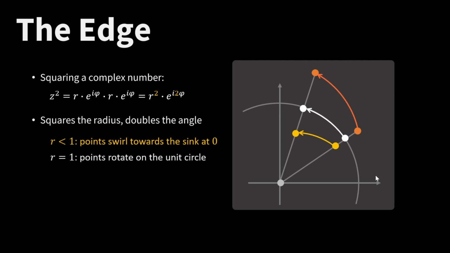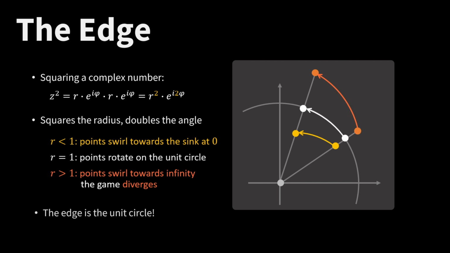If r is exactly 1, then we rotate on the unit circle forever. If r is larger than 1, then the point swirls towards infinity. In this case, we say that our game diverges. So the edge in the complex plane is the unit circle. Nice, but not so fascinating.